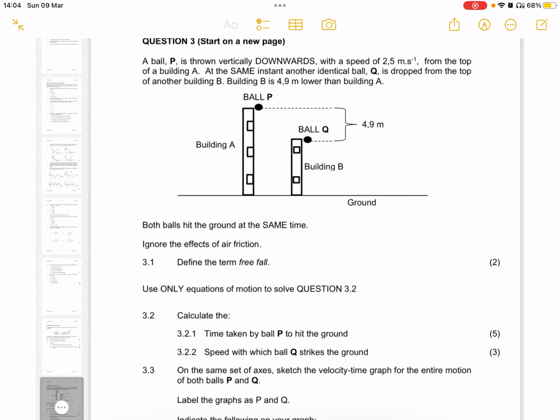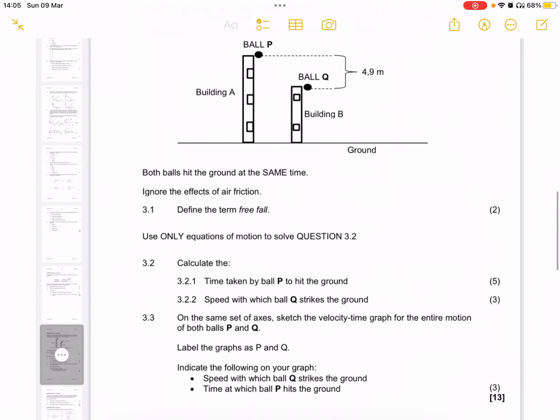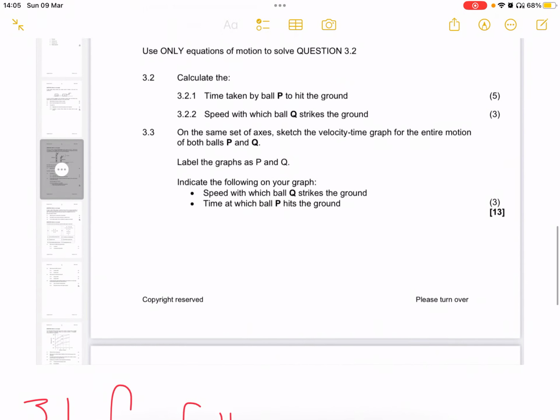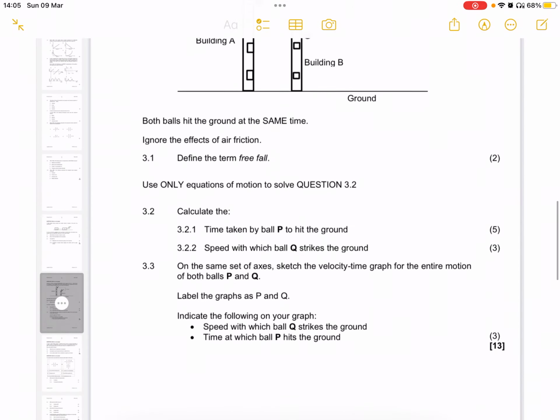It is best to choose a positive direction to where the object that is being projected is going. For example, ball P is projected downwards, so it's advice, not entirely a rule or a law, that you choose downwards to be positive to make things simpler for you in calculations. And the other one that is dropped from the top goes downwards, and therefore downwards will be positive. So if downwards is positive, 3.2.1 says calculate the time taken by ball P to hit the ground.